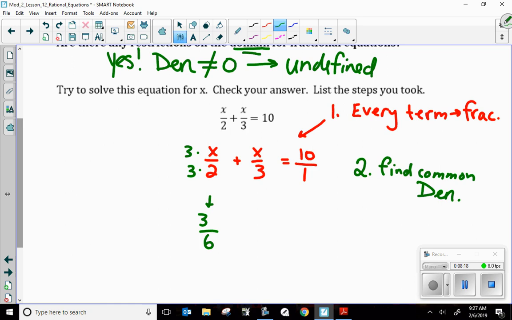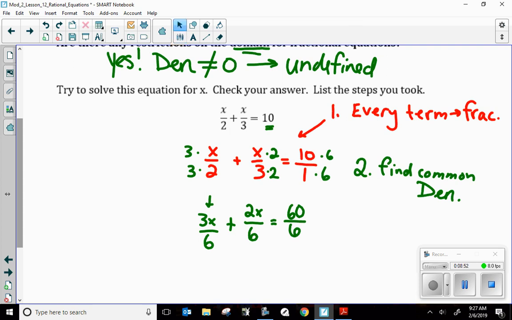3 times x is 3x. Plus, I can make my 3 into a 6 by multiplying it by 2. What I do to the bottom, I must also do to the top. And I can definitely make my 1 into a 6. What I do to the bottom, I must do to the top. And please note, 60 over 6 still maintains its value. That still equals 10, which is what we started with. So we really haven't changed the values. We've changed the way the fractions look, but they ultimately represent the same thing.